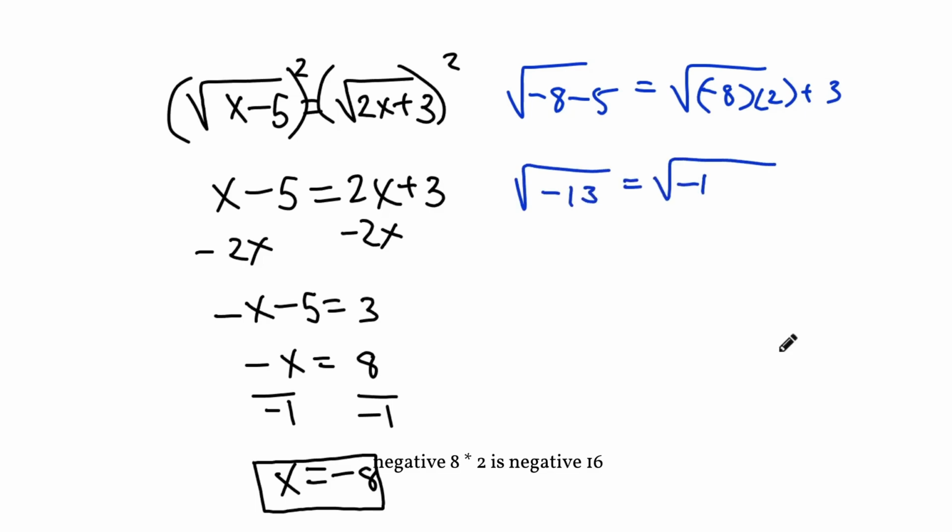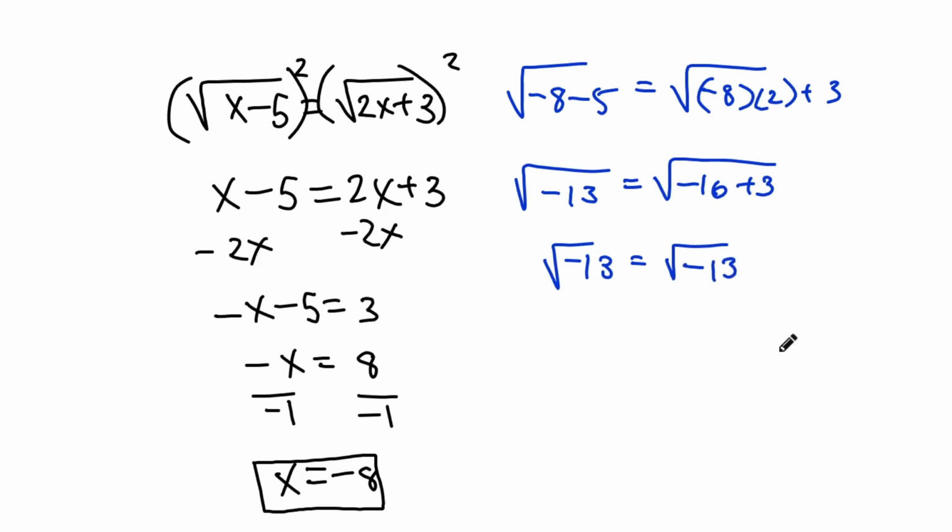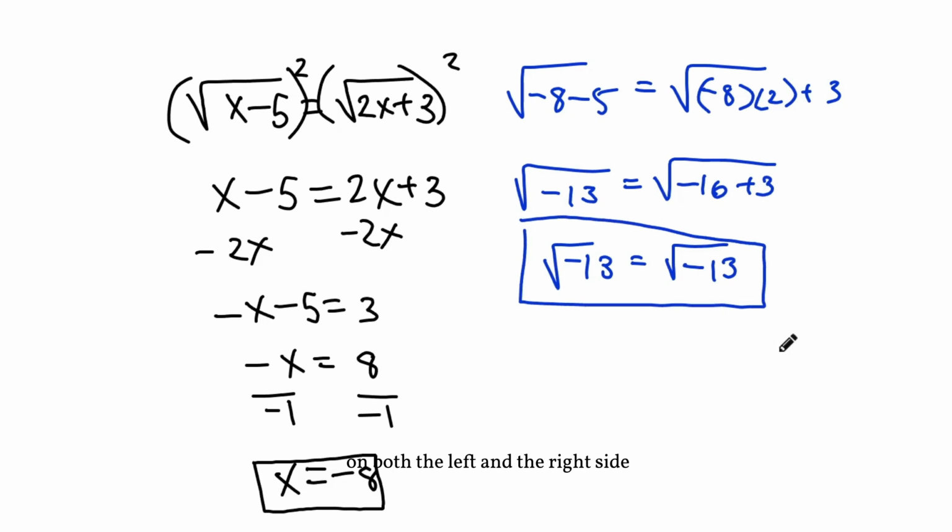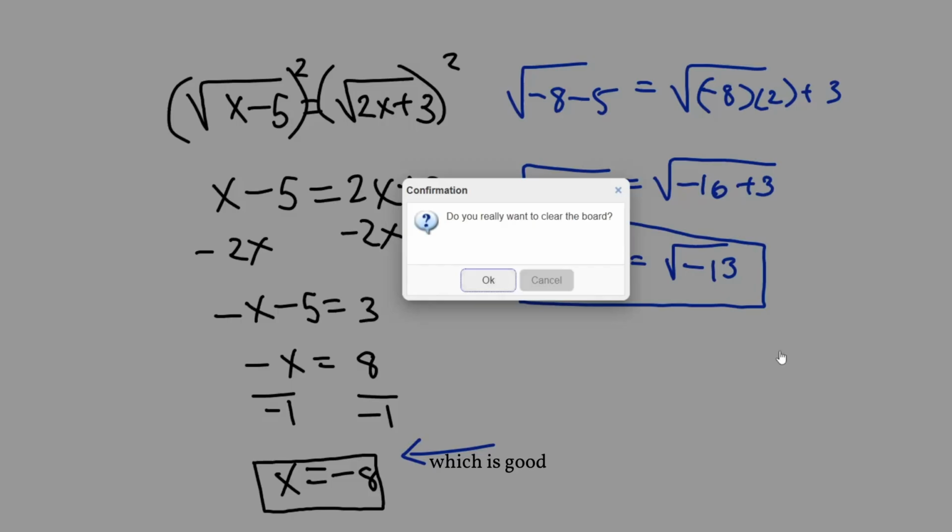Negative 8 times 2 is negative 16. The square root of negative 13 equals the square root of negative 16 plus 3, which is negative 13. So clearly these are the same on both the left and the right side. So we do not have an extraneous solution because it is verified. It is a true statement. The square root of negative 13 is equal to the square root of negative 13. So this is our final answer, and it is not an extraneous solution, which is good.